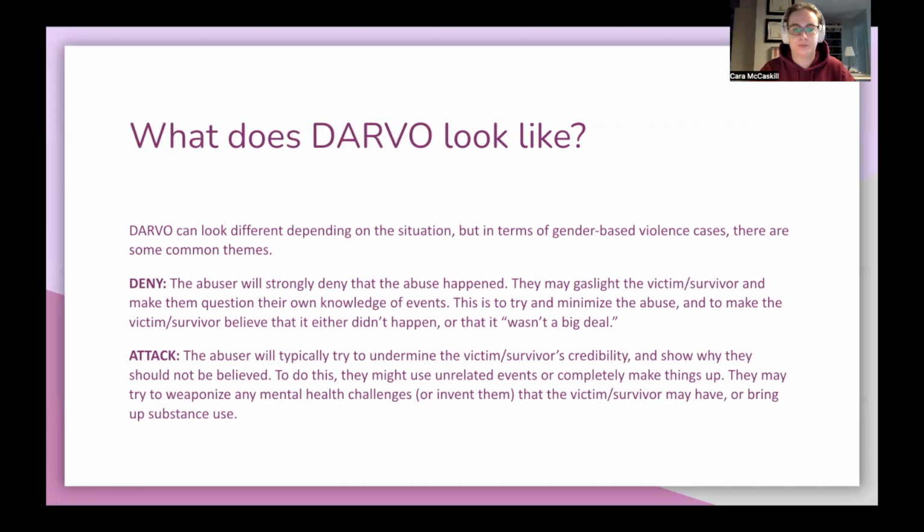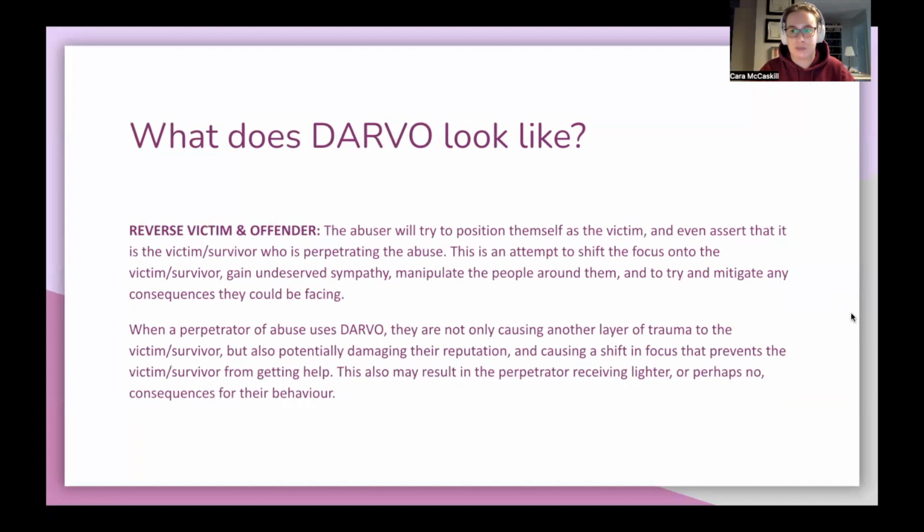And the third part of DARVO is the reverse victim and offender. And when this part happens, the abuser will try to position themselves as the victim. They might even assert that it's the victim or survivor who's perpetrating the abuse. They do this to shift the focus onto the victim or survivor to gain undeserved sympathy.